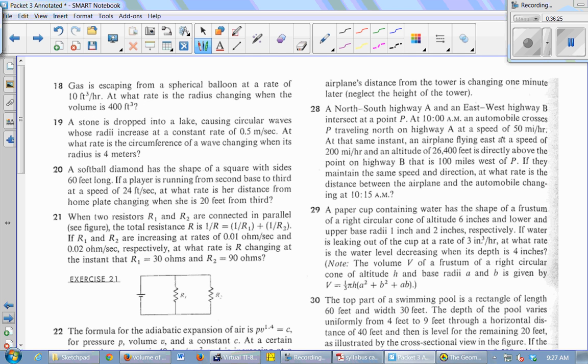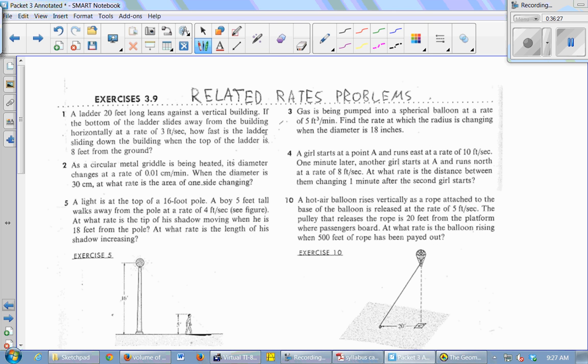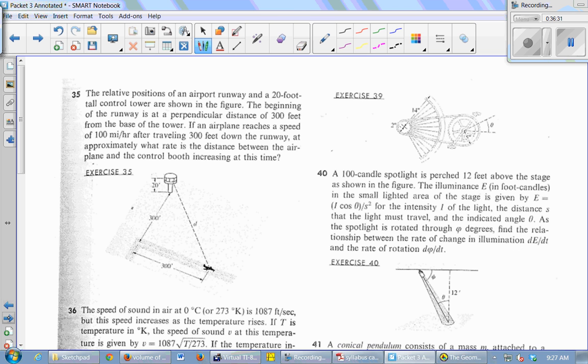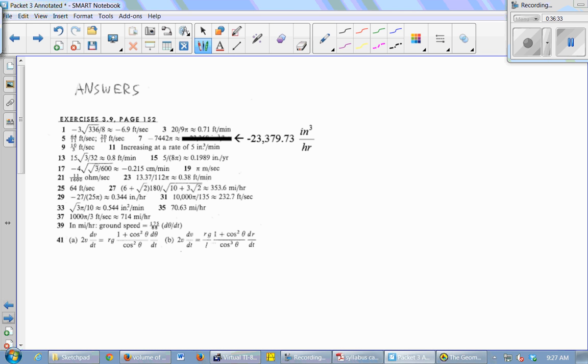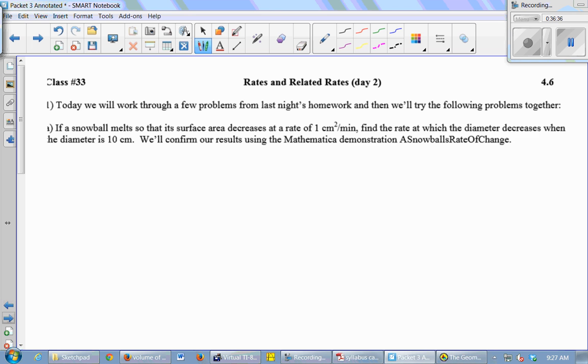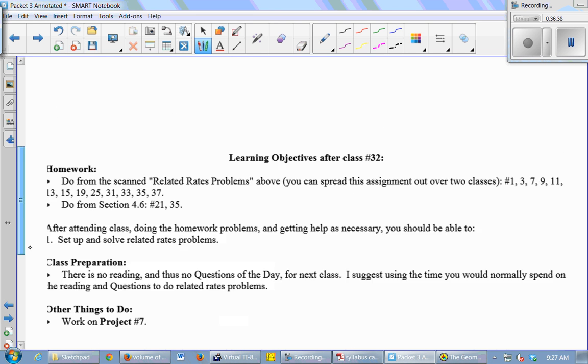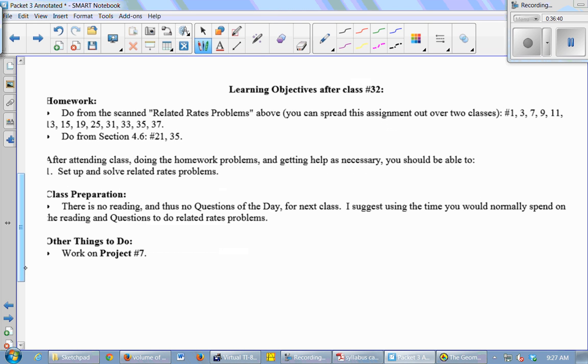Okay, so your homework is mostly from the scanned related rates problems. Okay, so I want you to start that homework now.